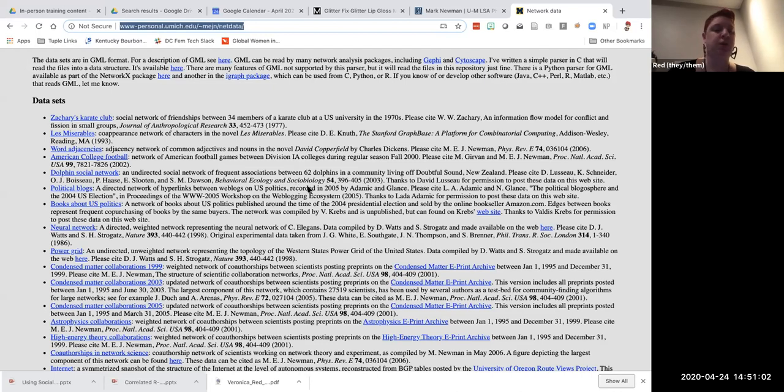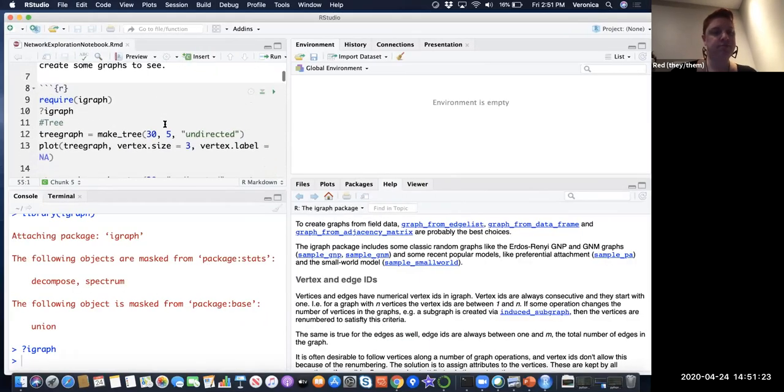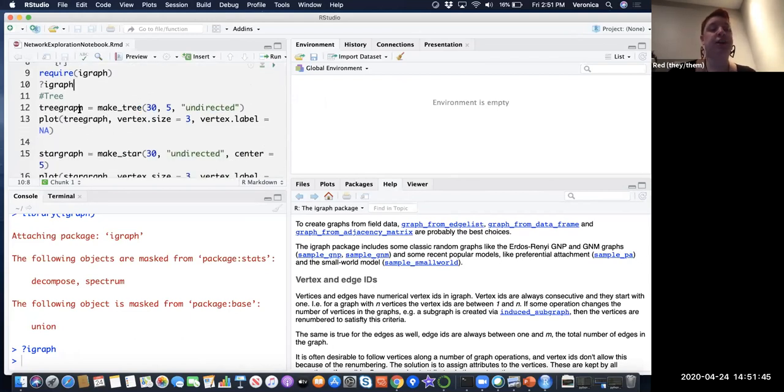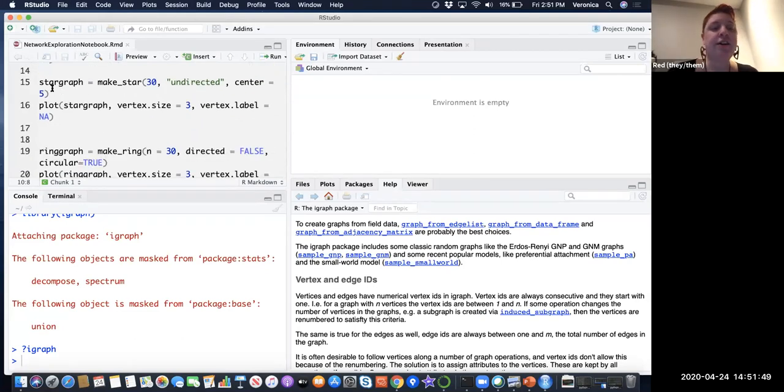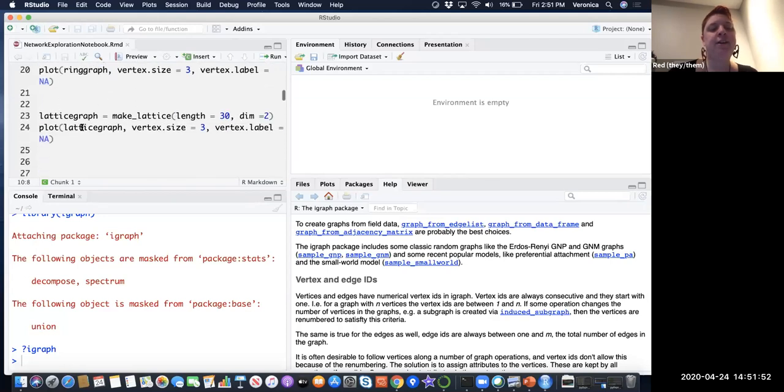Okay, and I've put the link to all of the network data into the Zoom chat. There are a ton of different networks that you can pull down. We are going to play with the three that I've pulled down in RStudio. But before we do that, I want to create a couple of graphs from the graph creation functions that we have in iGraph. Now, since I've created a notebook, I can just hit this play button here with the code that I've written. I've created a tree graph, a star graph, a ring graph, and a lattice graph.